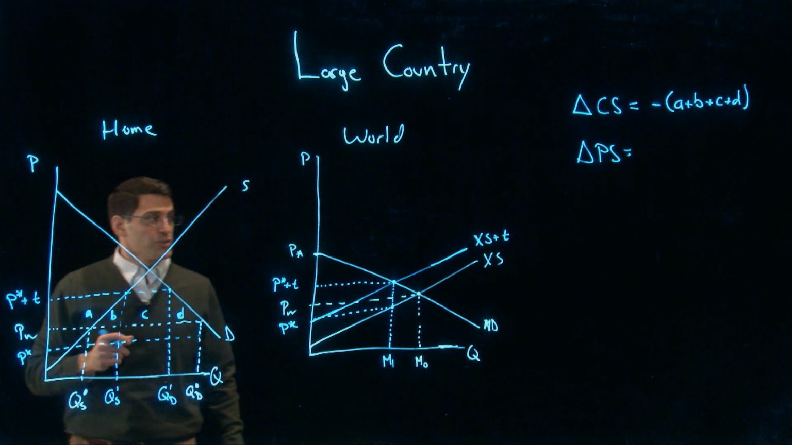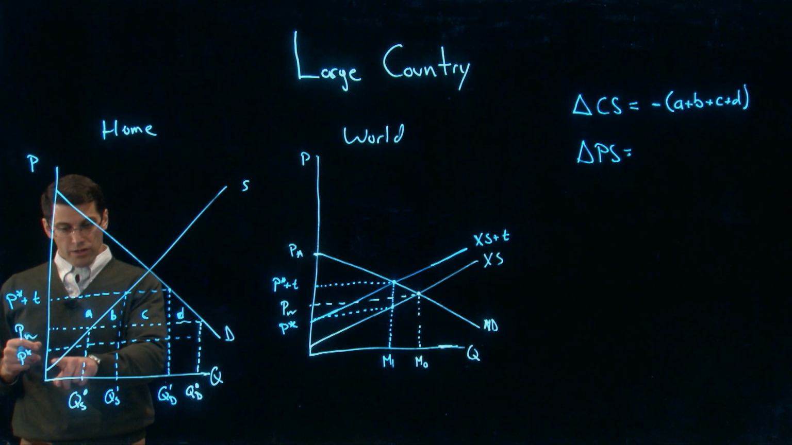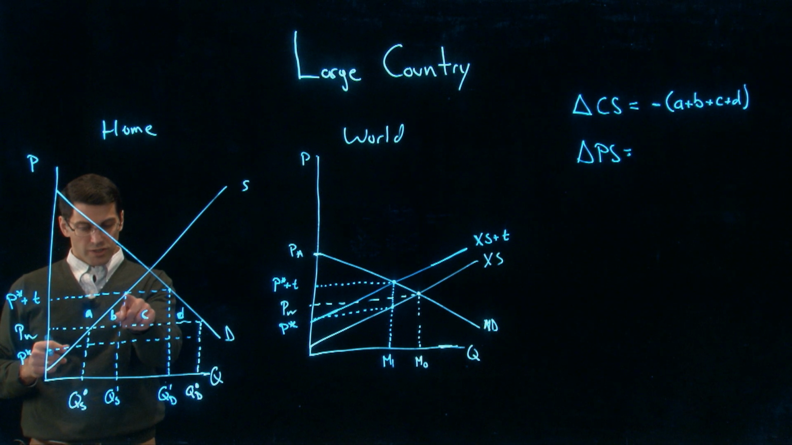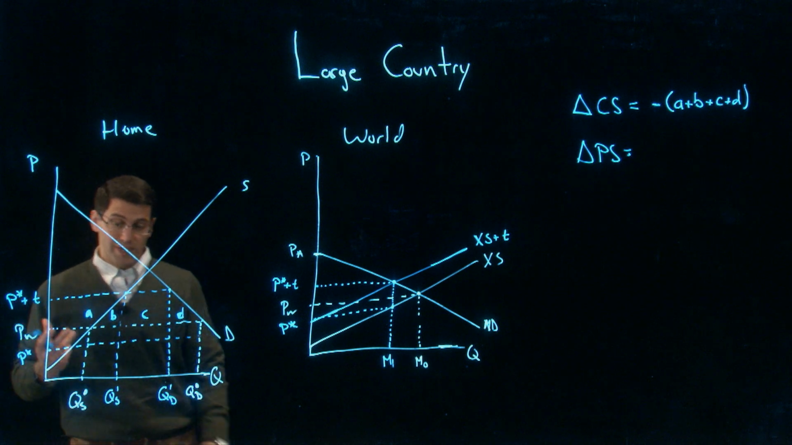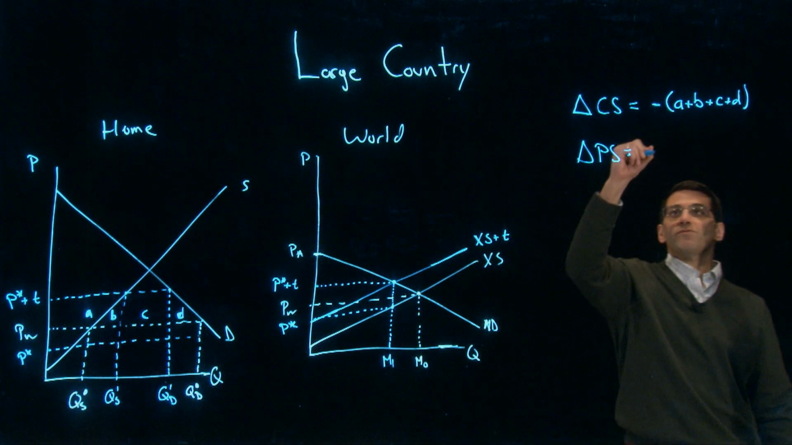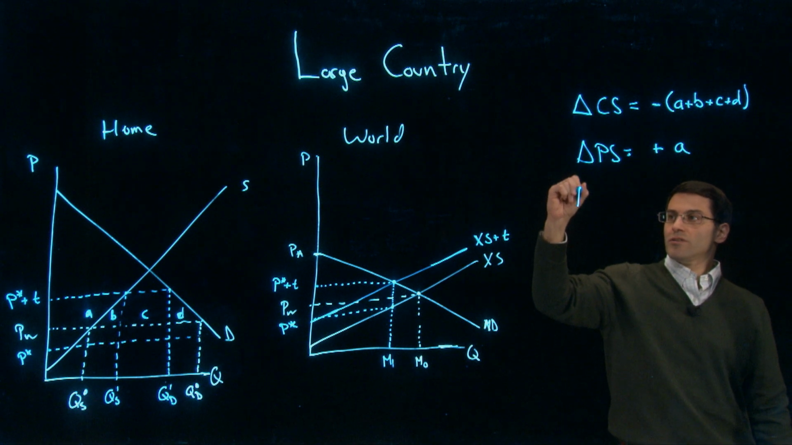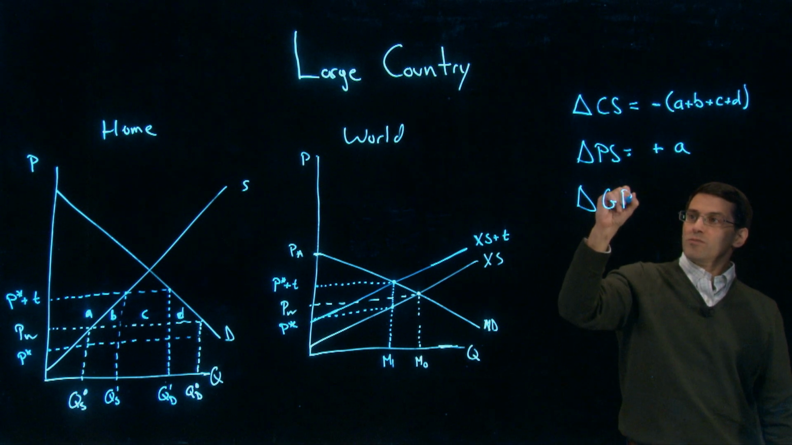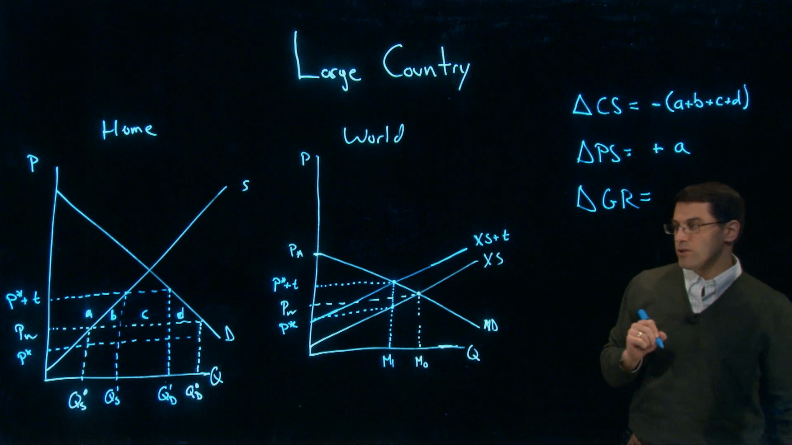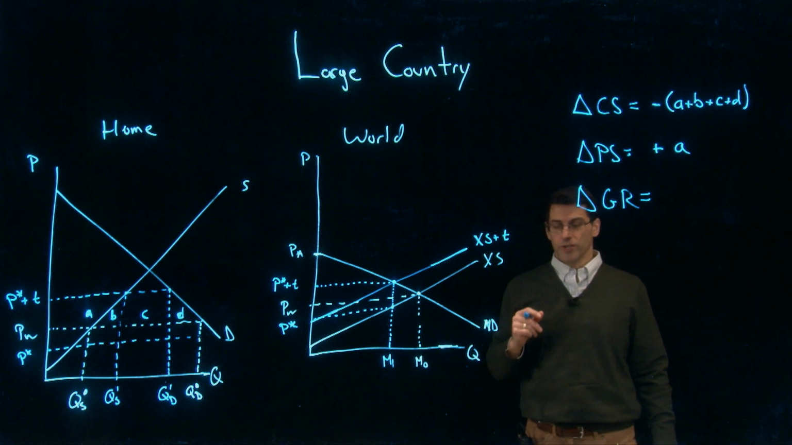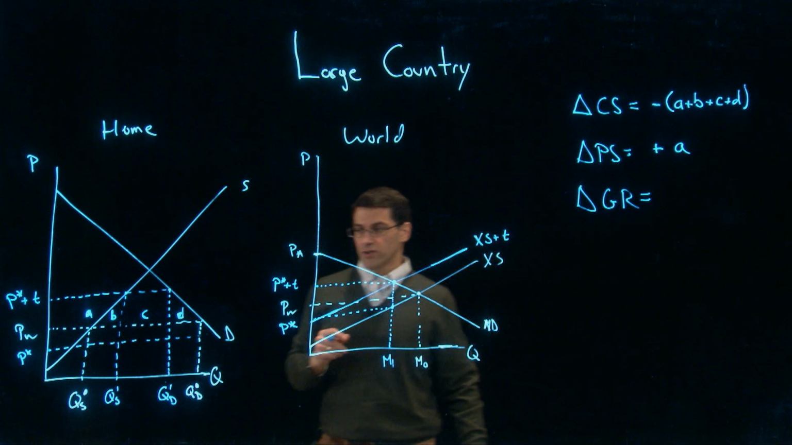What about our producer surplus? Well, again, our producers are seeing price go from PW up to P star plus T, so they are, just as before, gaining A. So far, looks pretty much the same as the small country scenario. But what about the change in government revenue? So now this is where it starts to get interesting.